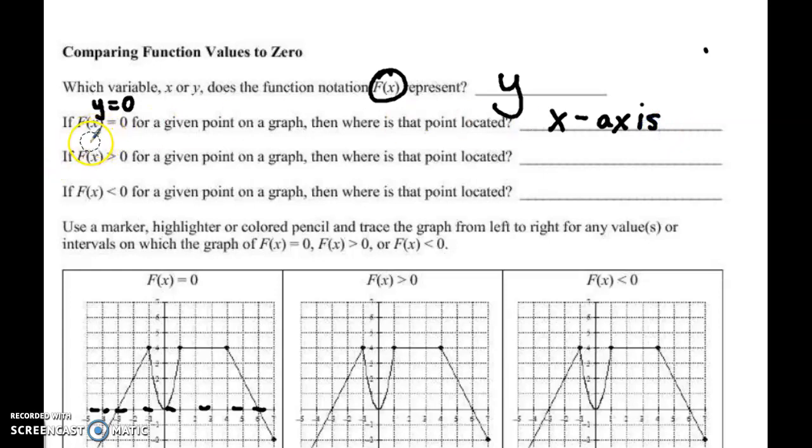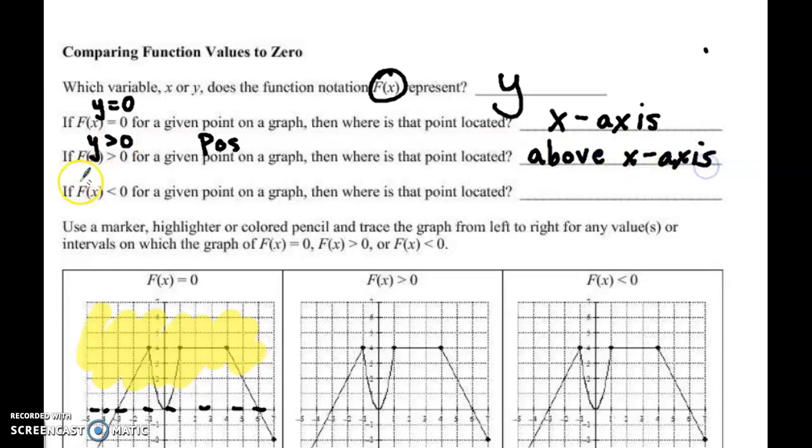If we look at the next question where it's saying y is greater than 0, what kind of numbers are bigger than 0? Those are positive numbers. I could shade with a highlighter. Sorry about that, get a highlighter and shade. There we go. It's everything that's above the x-axis.